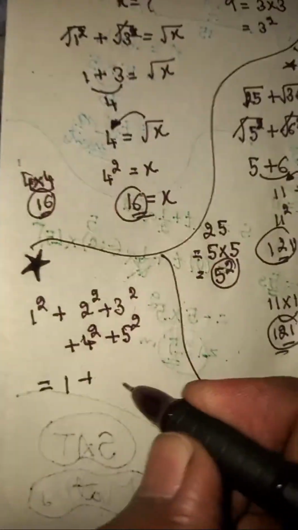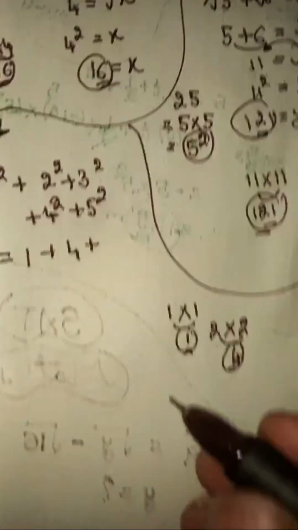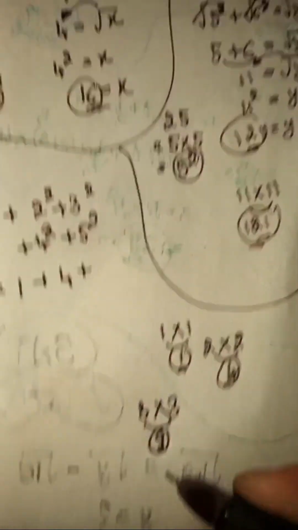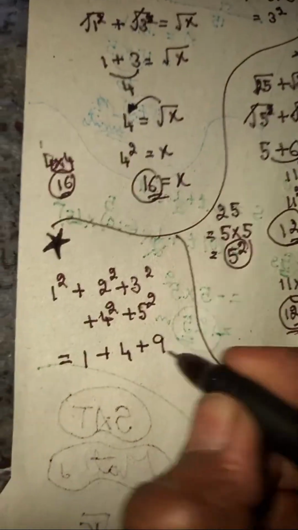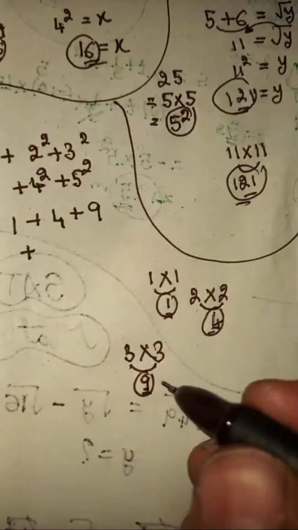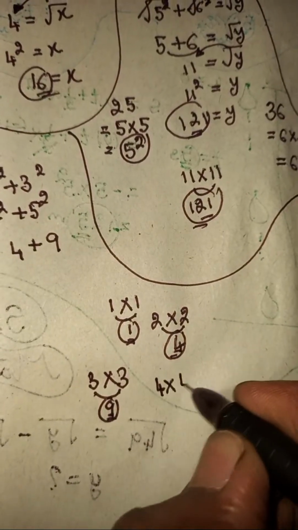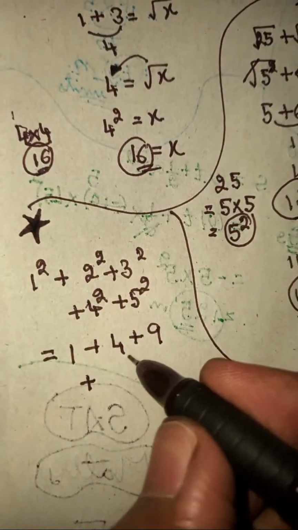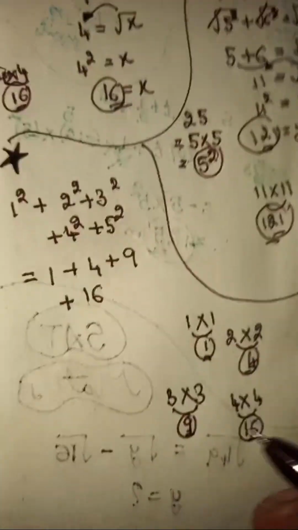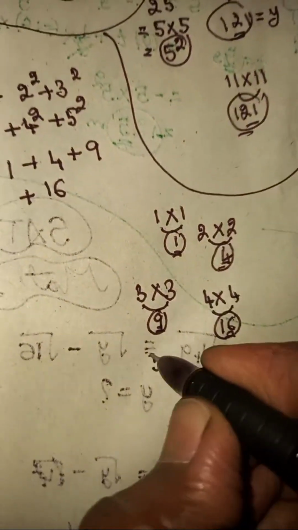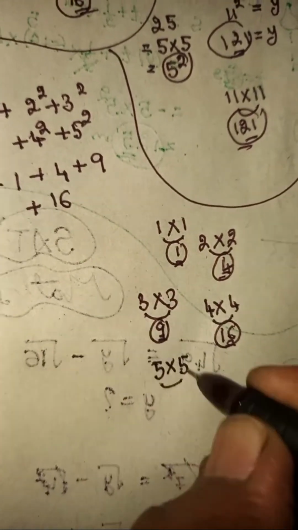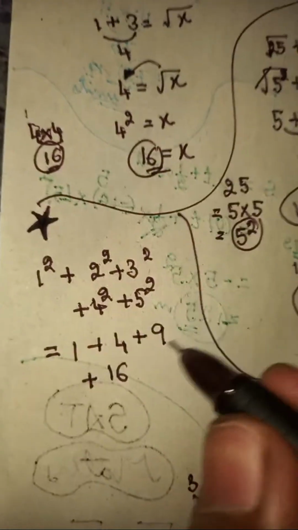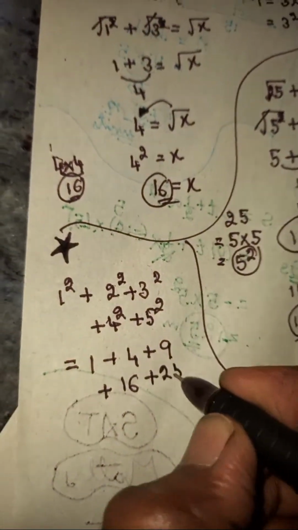So 4 plus 3 square means 3 times 3, which is 9. Plus 4 square means 4 times 4, which becomes 16. Plus 5 square means 5 times 5, which becomes 25. This one is plus 25.